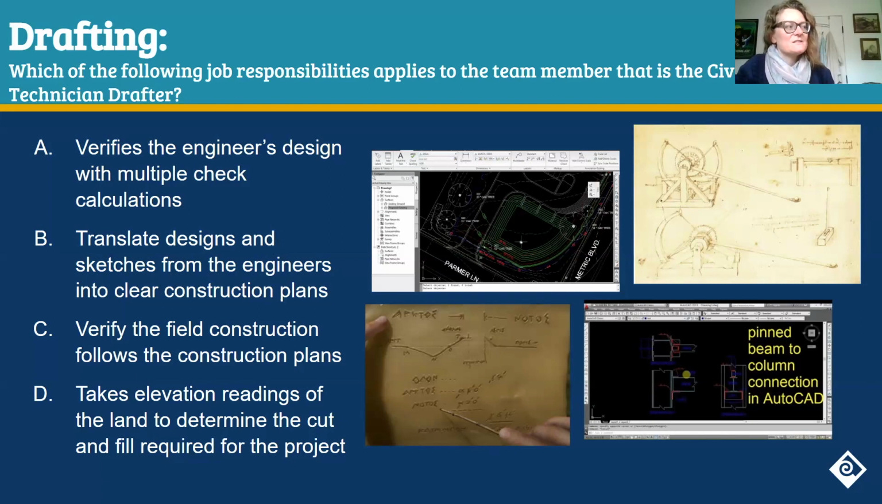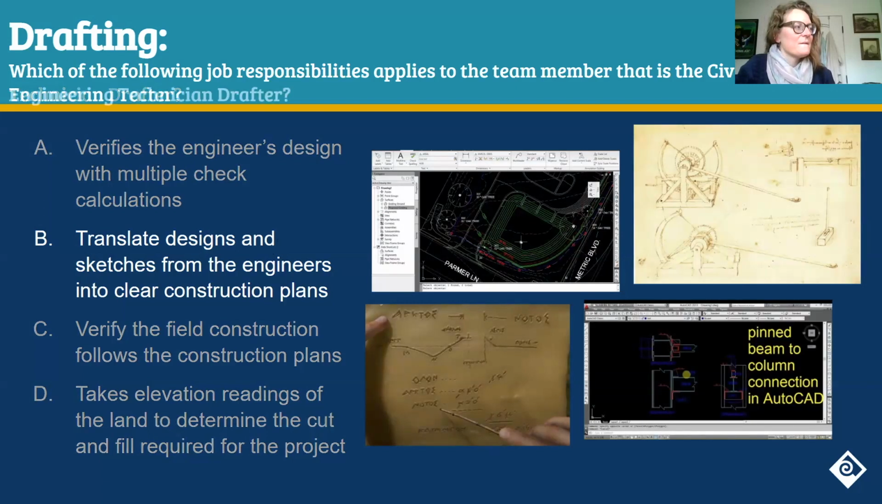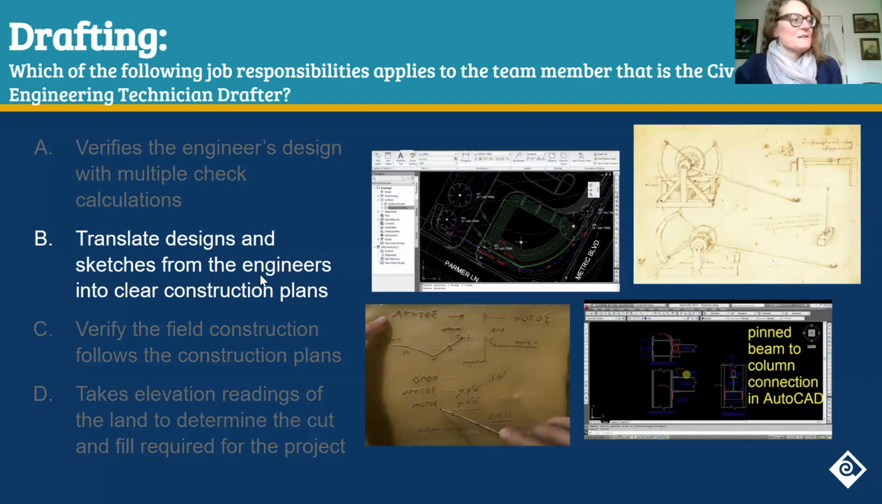B, translate designs and sketches from the engineers into clear construction plans. And B is right. Yes, we're going to talk about the roles that are played for C and D here in a minute, but the important part of computer drafting is that you are creating those plans that are essentially the Bible for any construction project. And it's a really critical part of a construction project. So being able to make those plans in a way that's clear for everybody is really important. And we are learning how to operate all of this software and tie it in with the rest of the project.